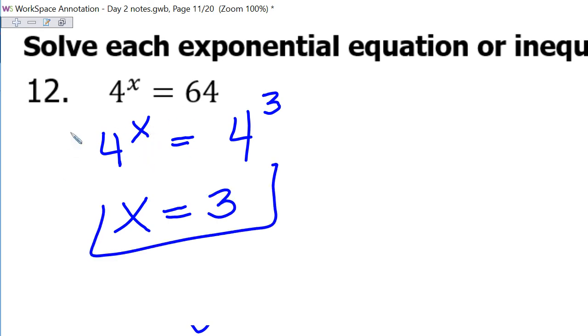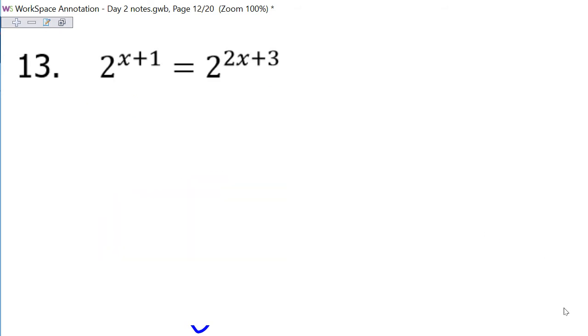So if the bases are equal, the exponents are equal as well. Now, was that one hard? No, it's going to be pretty simple. Next one, number 13. Are the bases the same? And what does this symbol in the middle mean? Equal. So if the bases are the same, what does that tell me about the exponents? They're equal. They're the same. So take your exponents, which is x plus 1, set it equal to 2x plus 3. So if the bases are equal, the exponents are equal.